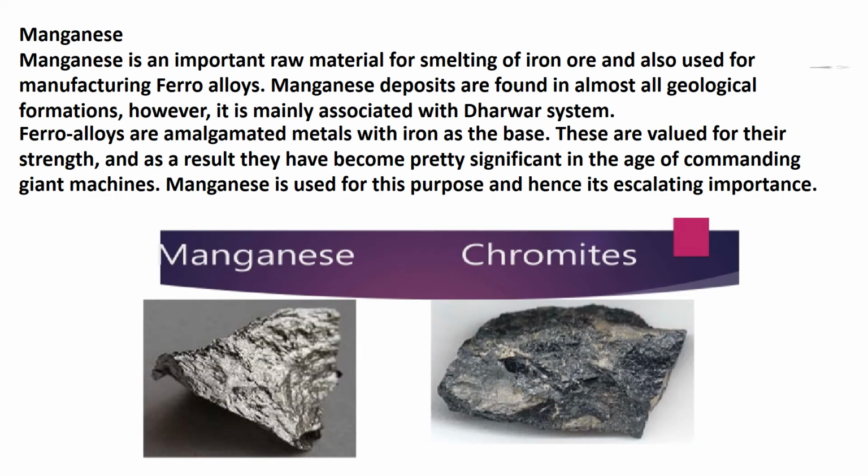Manganese. Manganese is an important raw material for smelting of iron ore and is also used for manufacturing ferroalloys. Manganese deposits are found in almost all geological formations. However, it is mainly associated with the Dharwad system. Ferroalloys are amalgamated metals with iron as the base.